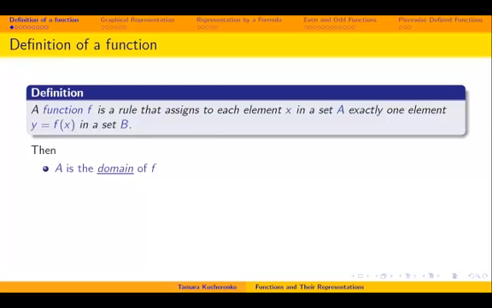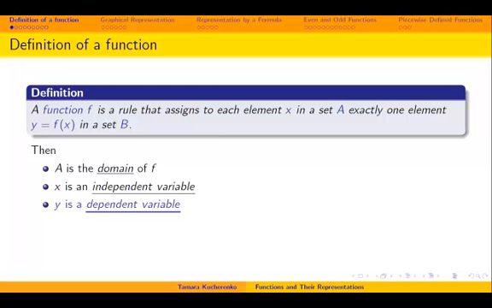A symbol representing an arbitrary element in the domain is called an independent variable. Here it is denoted by x, but any other letter could be used as well. A symbol which represents the value of f is called the dependent variable. Here it is denoted by y, but again we can use any other letter.